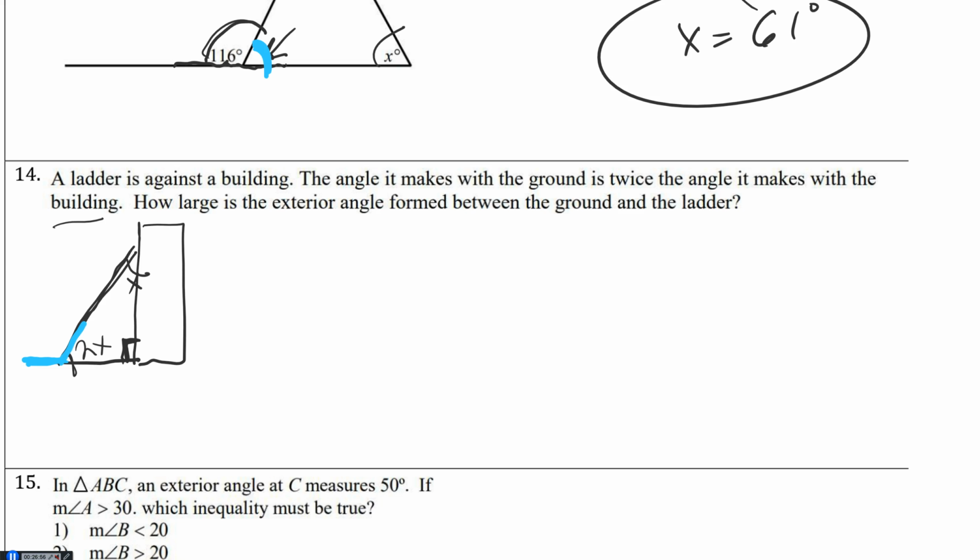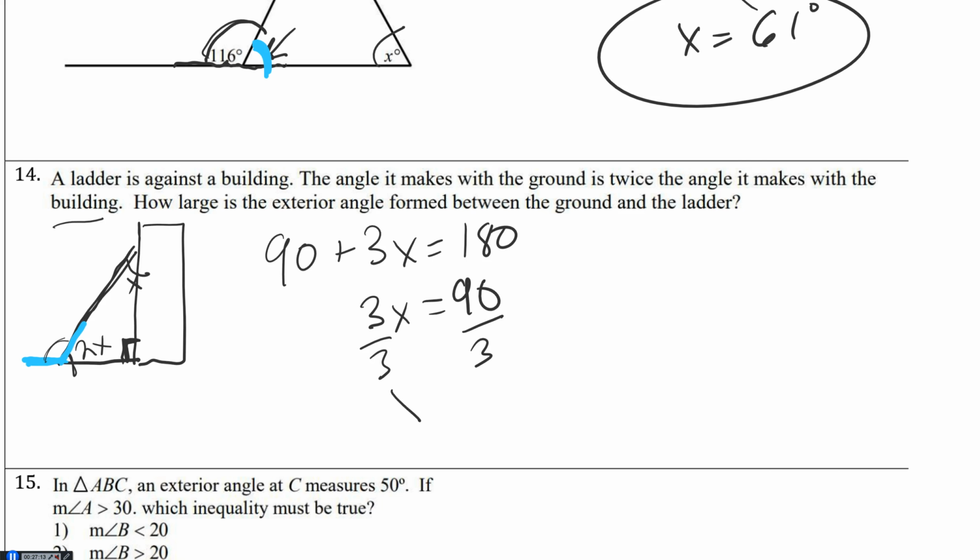Now, if you want to set up an equation to solve for what x is so you could figure out what that exterior angle is, you can just add up all the angles in the triangle. 90 plus 3x equals 180. Subtract 90 on both sides to get 3x equals 90. Divide by 3 to find that x equals 30 degrees. So if x equals 30 degrees, then twice x is going to be 60 degrees.